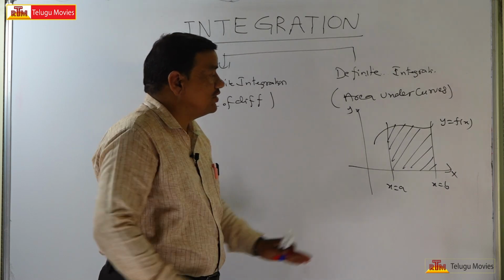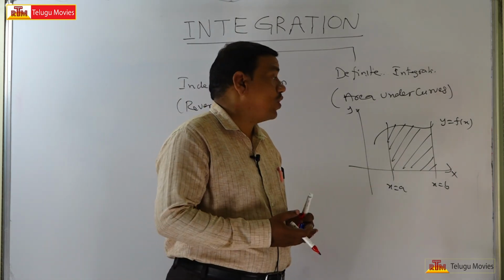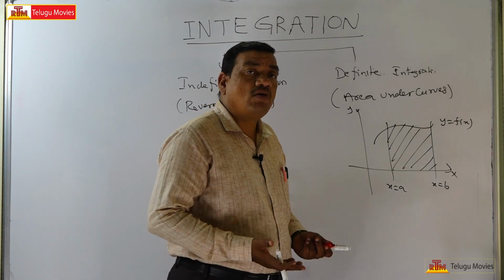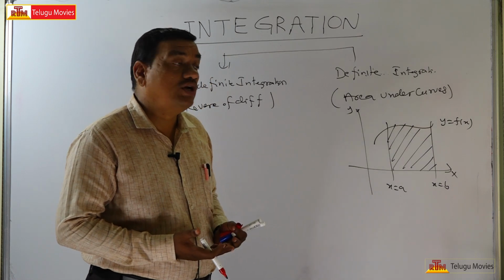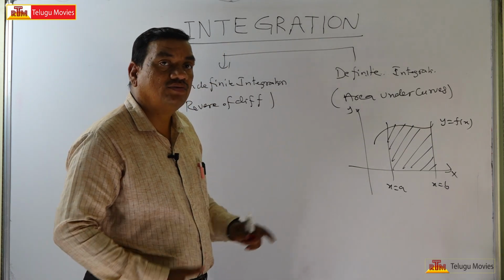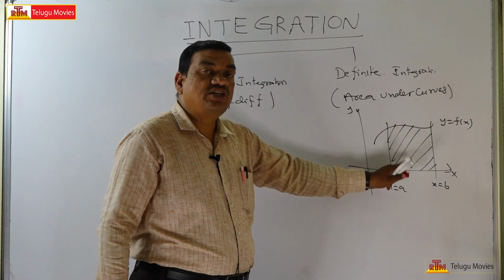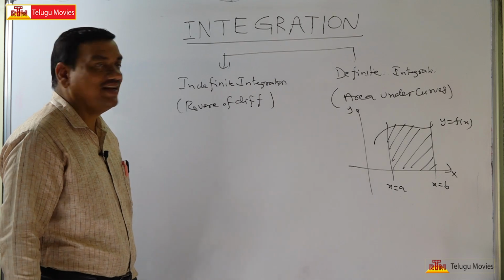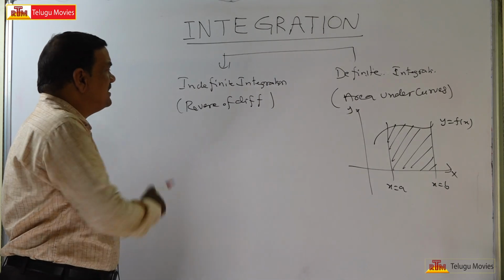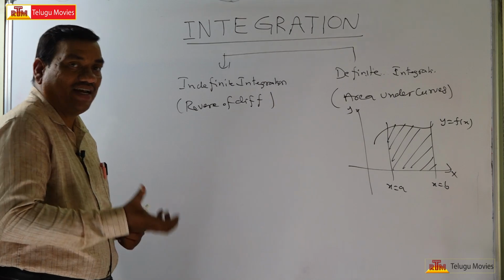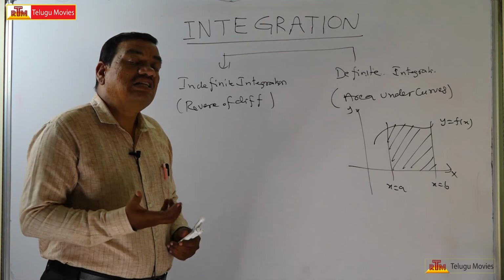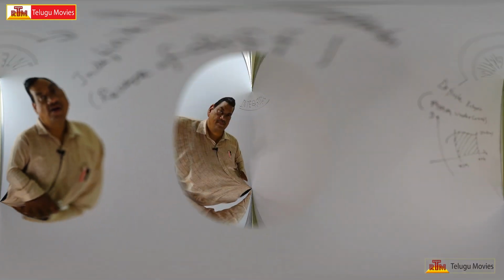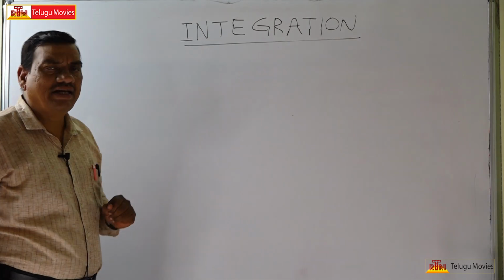This is an irregular shape. It is neither a square nor a rectangle nor a rhombus, so how do we find the area of that figure? If you want to find this type of areas, you should have the basic knowledge of indefinite integration. Now, what is indefinite integration? How does it arise? What is the concept behind it? Let us learn in detail.